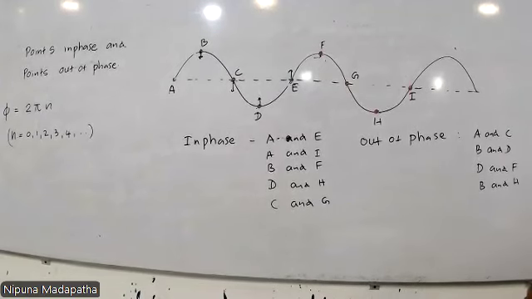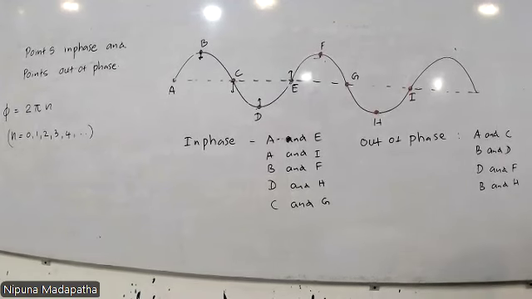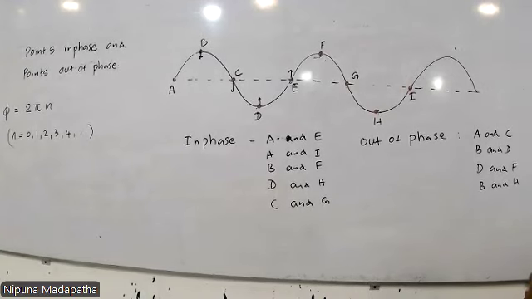Out of phase points have equal displacements, but on opposite sides of the equilibrium position. They move in opposite directions.